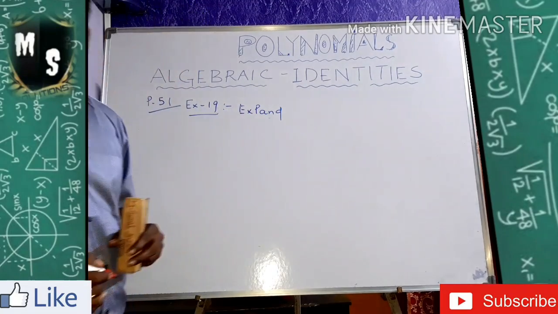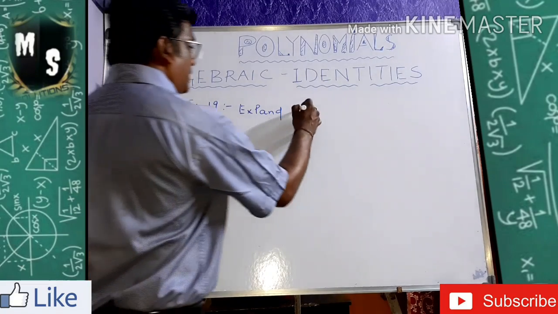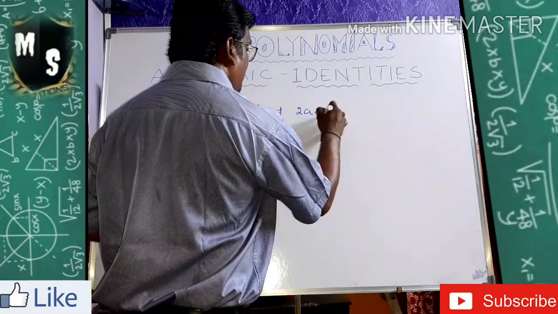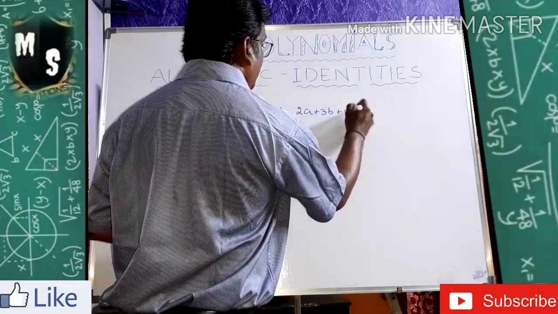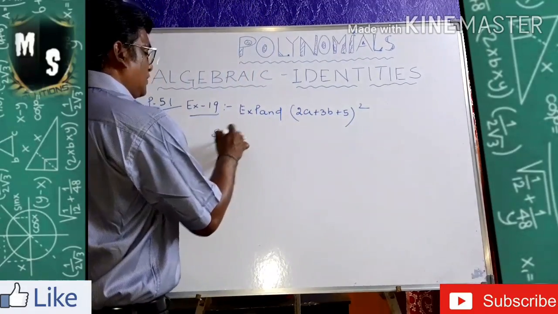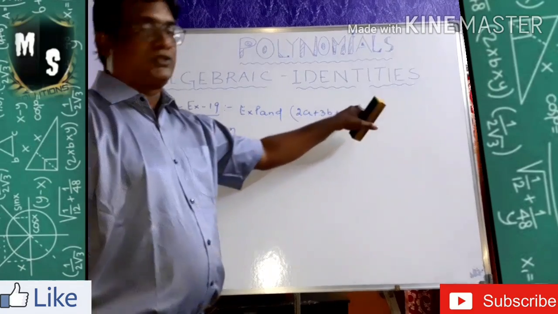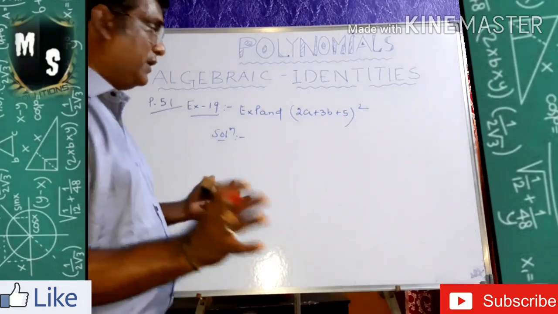What is that? (2a + 3b + 5) whole square. You have to expand this. So what is the solution for it? Very easy, it is under the formula (a + b + c) whole square. You have to put the formula only.